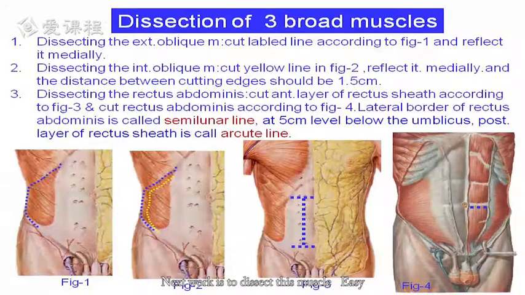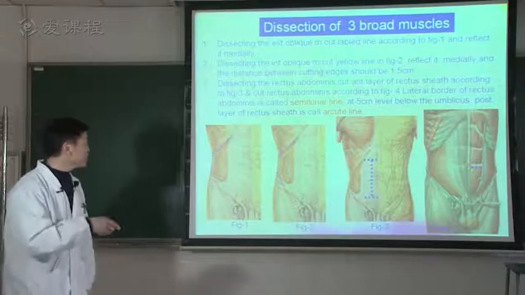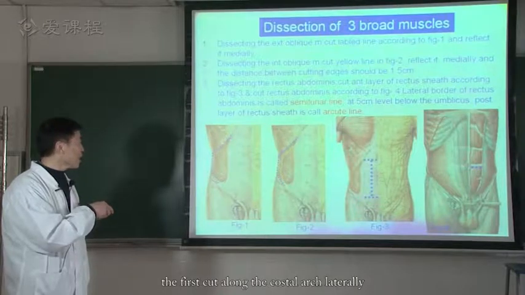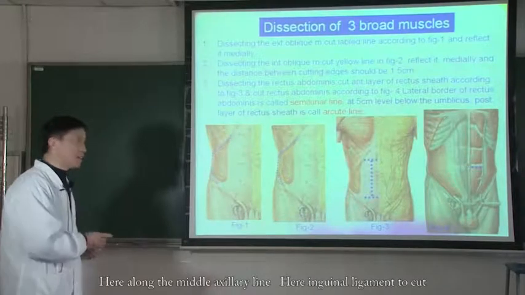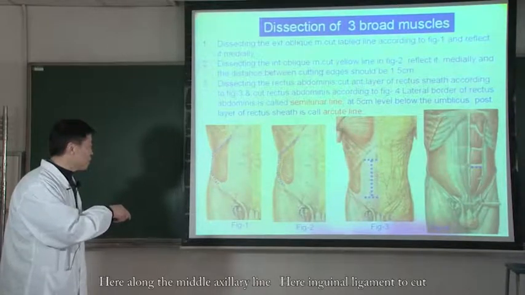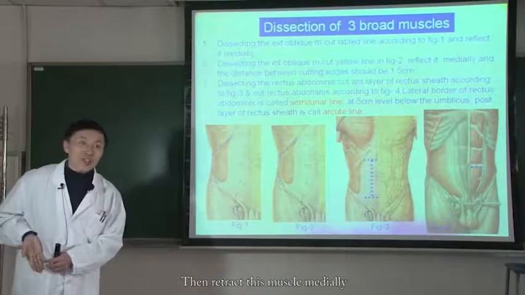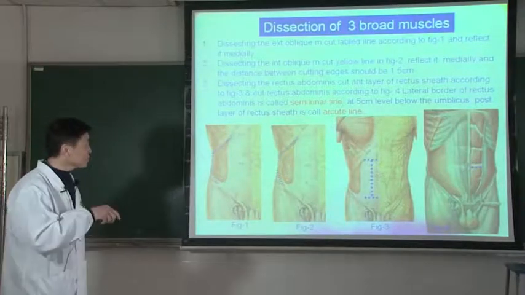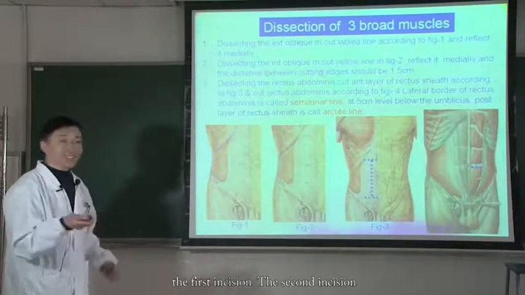Next work is to dissect this muscle. The first cut is along the costal arch, laterally here along the middle axillary line, to the inguinal ligament, then retract this muscle medially. The first incision.